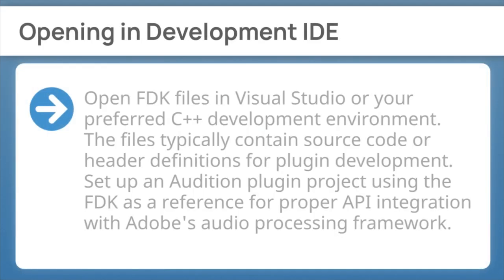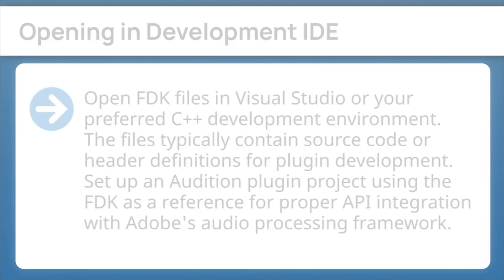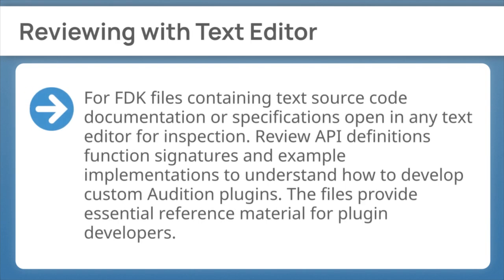First, opening in a development IDE. Open FDK files in Visual Studio or your preferred C++ development environment. The files typically contain source code or header definitions for plugin development. Set up an Audition plugin project using the FDK as a reference for proper API integration with Adobe's audio processing framework.